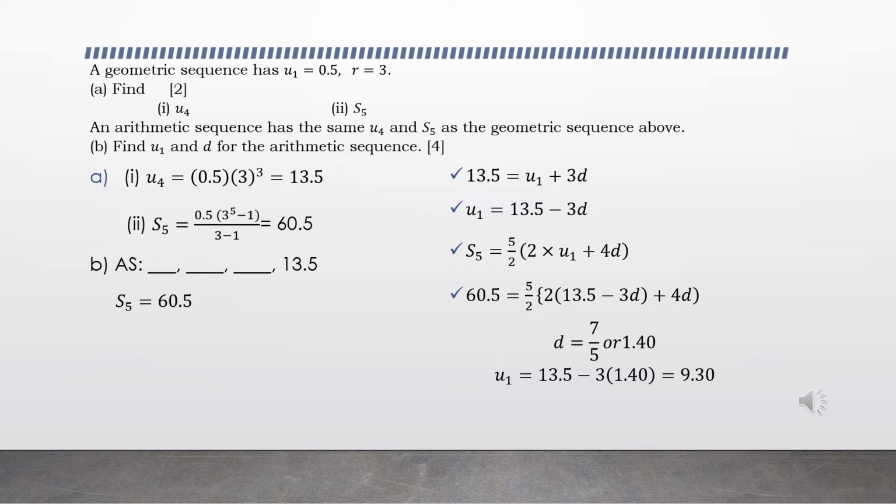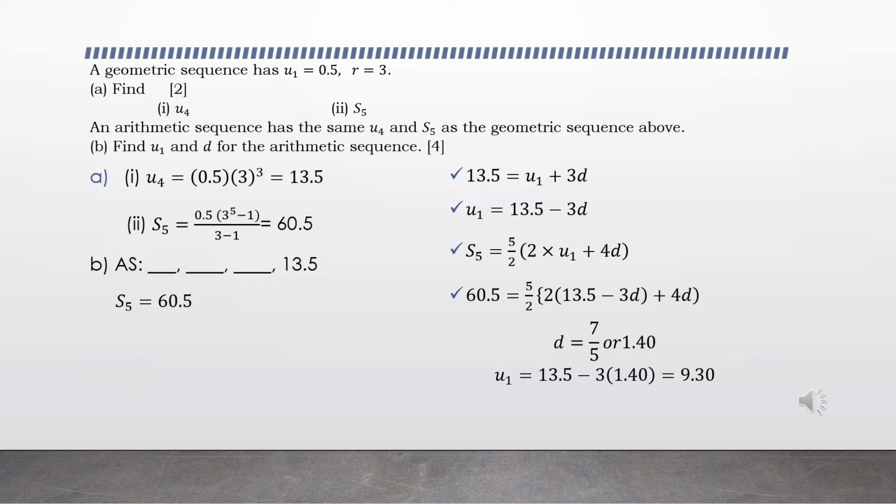So I'll have u sub 4 equal to 0.5 times 3 raised to 3, and that gives an answer equal to 13.5. For the sum of the first five terms, using the formula u sub 1 multiplied by r raised to n minus 1 over r minus 1, substituting the values, you have it here, and that gives a sum of 60.5. Okay, that is very easy. That's why they are given only 1 mark each.